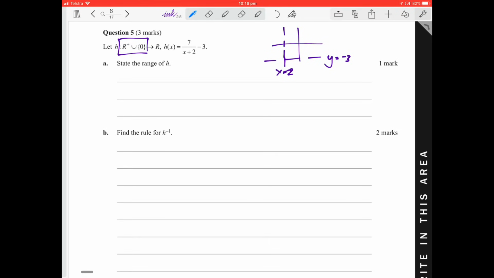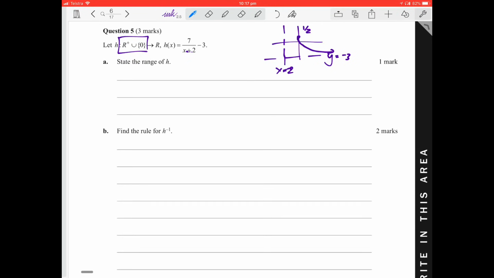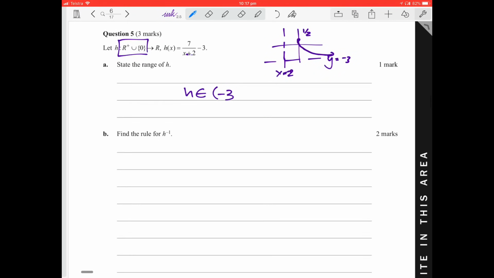It starts at 0, so I put 0 and I get 3.5 minus 3, which is a half. So it starts at y equals a half, and it's a hyperbola, so it's going to go down. Okay, so my range, h is an element. My lowest value is -3, but it's not included because it's an asymptote. My highest value is a half, and that is included because 0 is included. So our range is from -3 to a half.